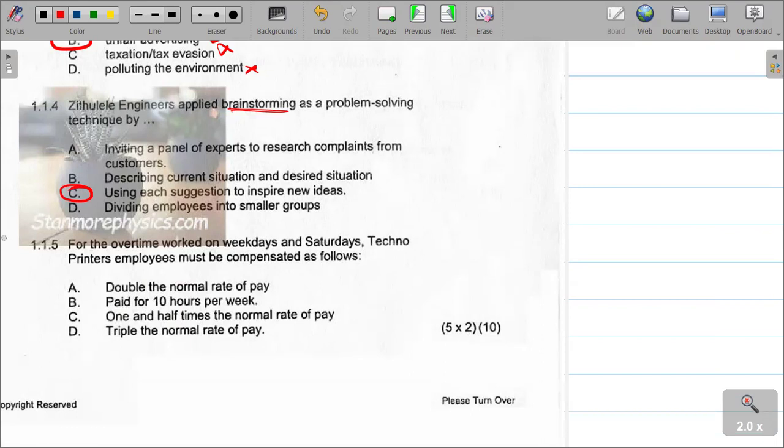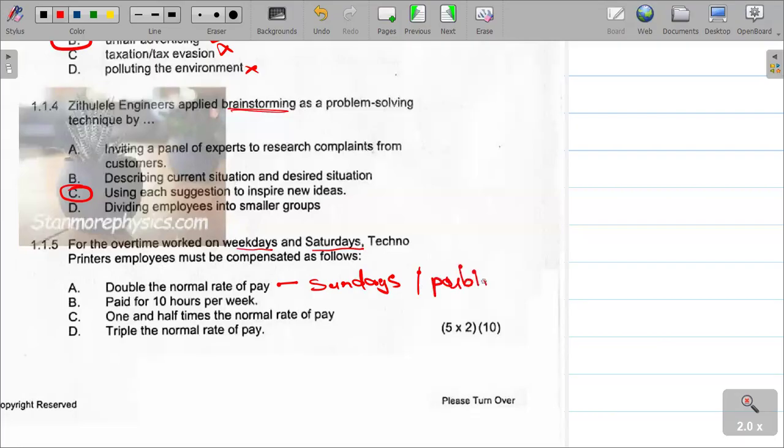So let's move on to 1.1.5: for the overtime worked on weekdays and Saturdays, Techno Printers employees must be compensated as follows. They're supposed to be given double salaries on Sundays and public holidays.